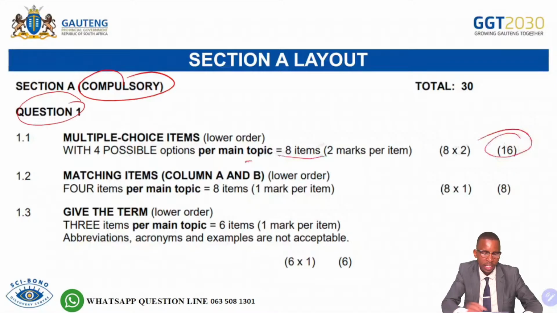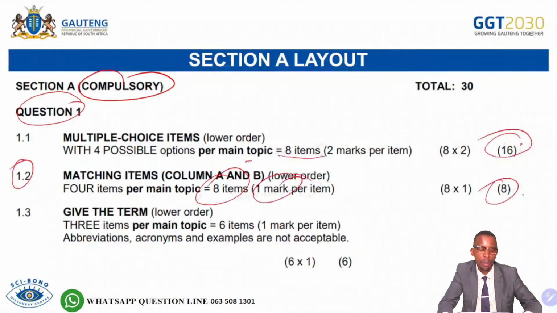And then matching items 1.2, that's when you are given column A and column B. Very important for you to be aware that in this part of section A, you must be able to use the elimination method, so that you get those answers correct, and then try to make relations to those that you are not sure about until you get them right. You have 8 items given, and each item is 1 mark. Then you get your 8 marks. This gives you the 24 marks together.